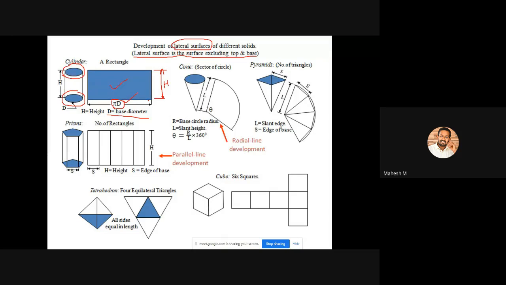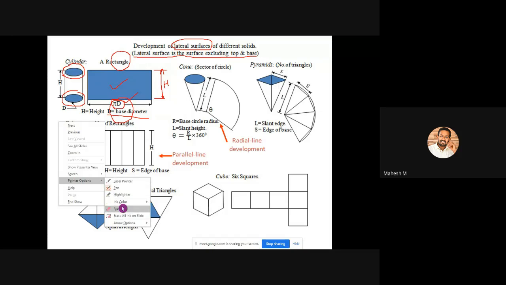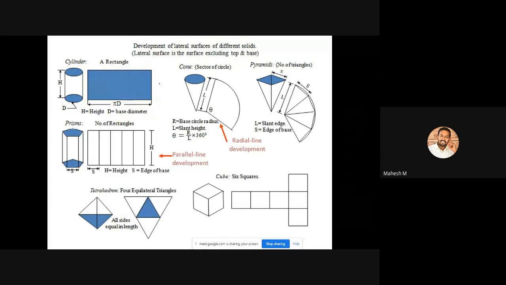In problems, they may ask you to create the development of surface. If you receive a command like that, you have to create the top and bottom surface also, like this. So you have to create two circles, one at the base and another at the top. This is how you create the development of surface. If it is development of lateral surface, this particular rectangle is enough.